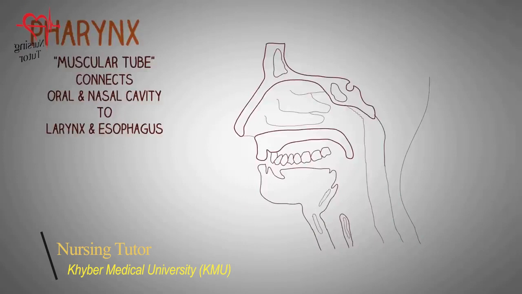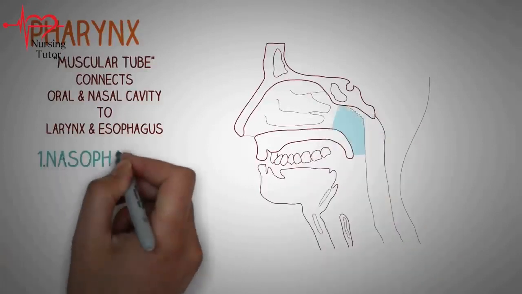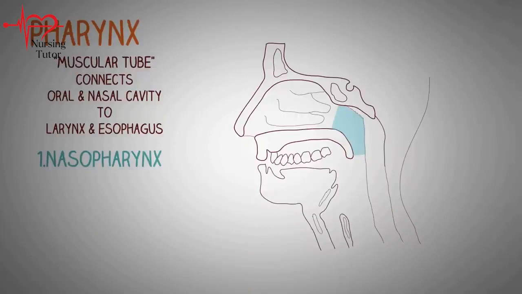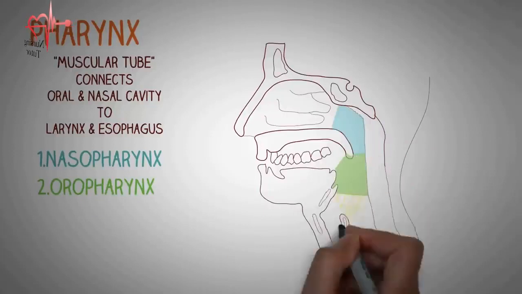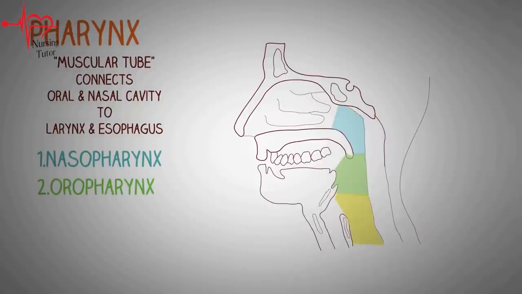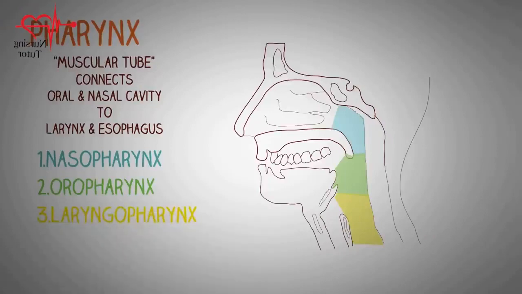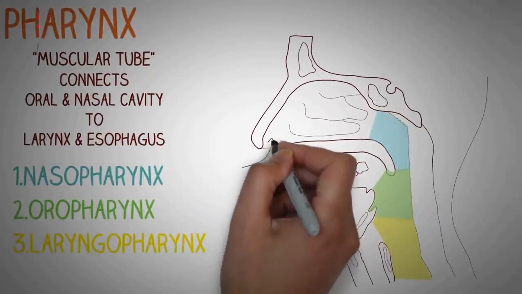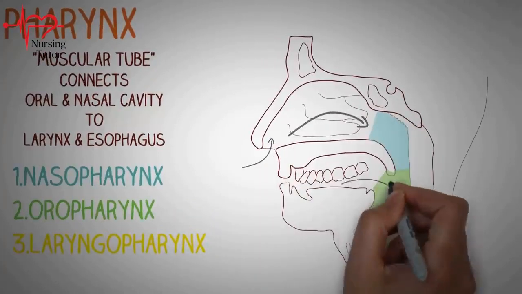Now the part in the blue you see is the part which is called the nasopharynx. This is the part which lies behind the nasal cavity. The second part of the pharynx is called the oropharynx, which is the part in the green which lies behind the oral cavity. And the third is called the laryngopharynx, which lies behind the larynx. So the air that we inhale through our nose or through our oral cavity passes back into the pharynx.